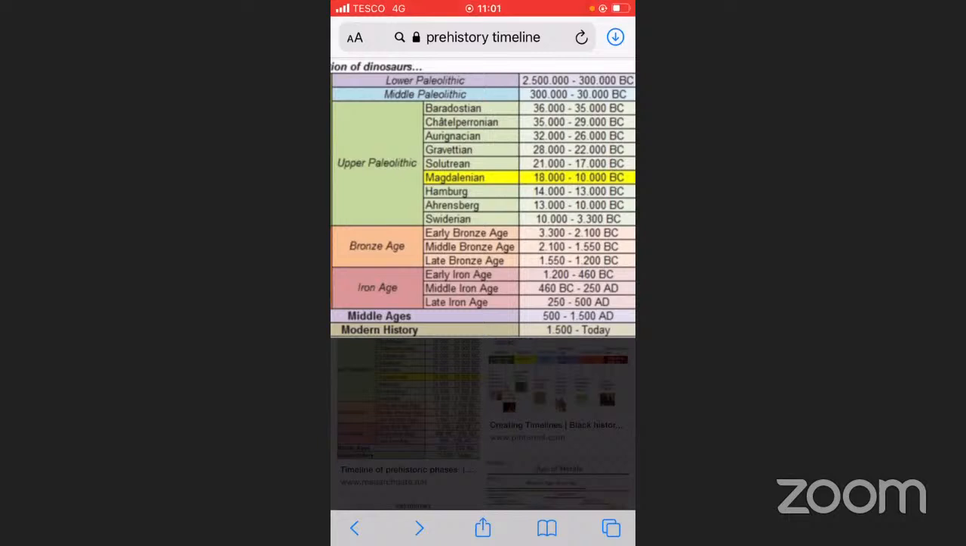Because of glaciation and all the rest of it, all that evidence has been destroyed. But unfortunately, we're into the category of Planet of the Apes, and that's not something that I signed up to.